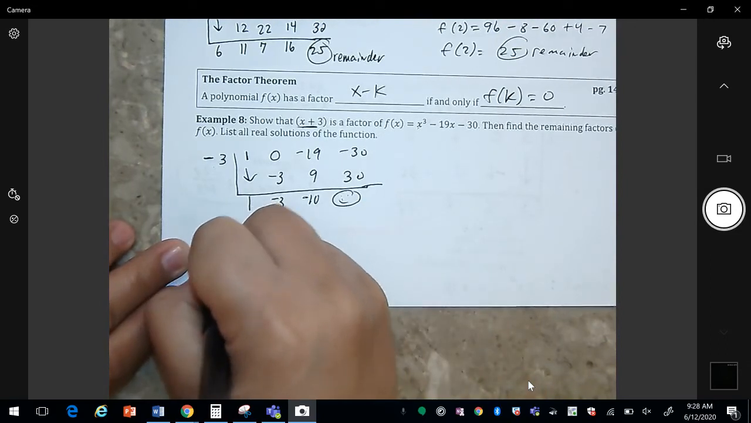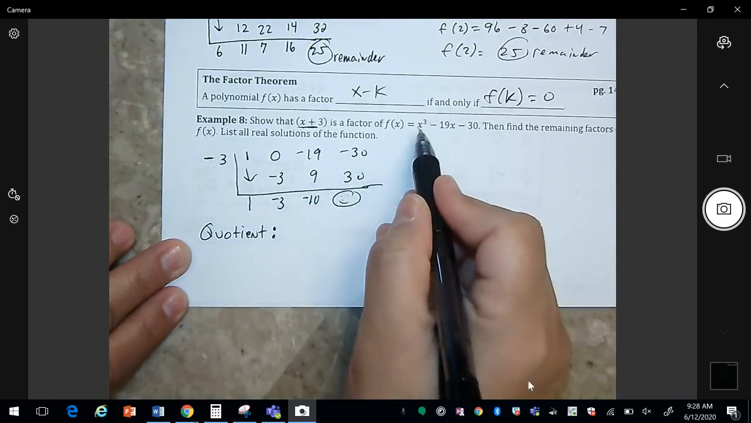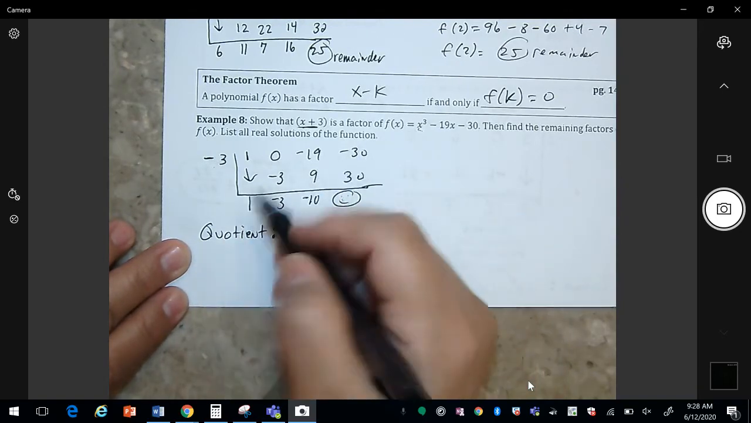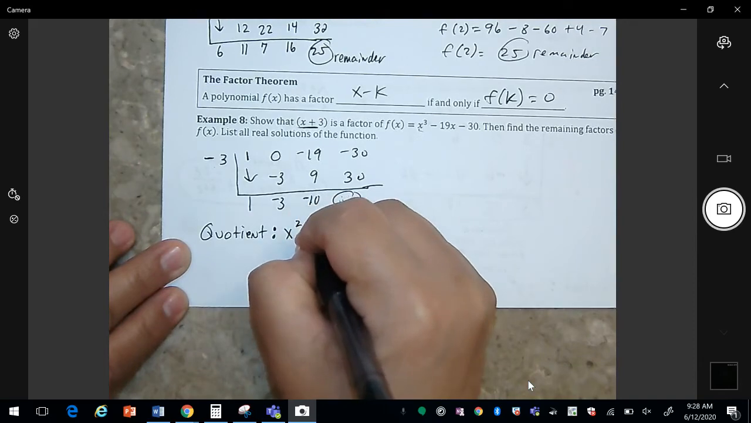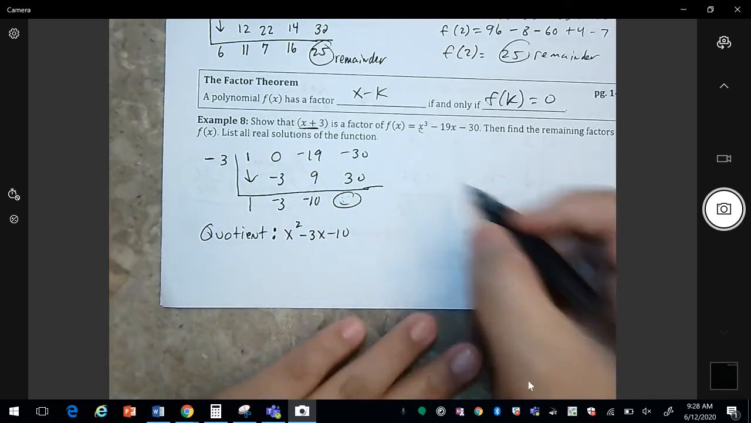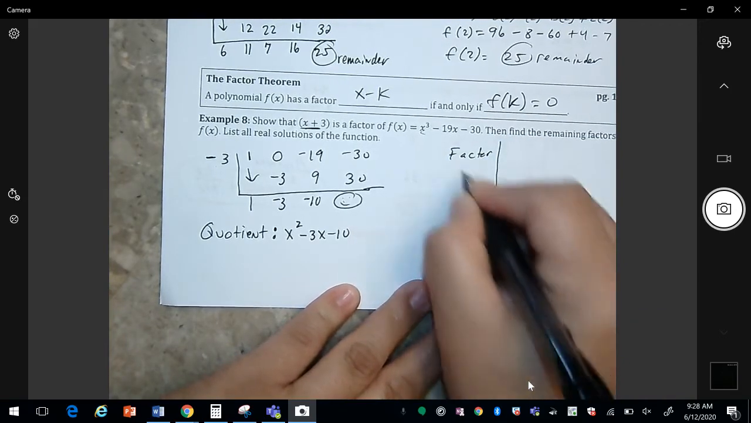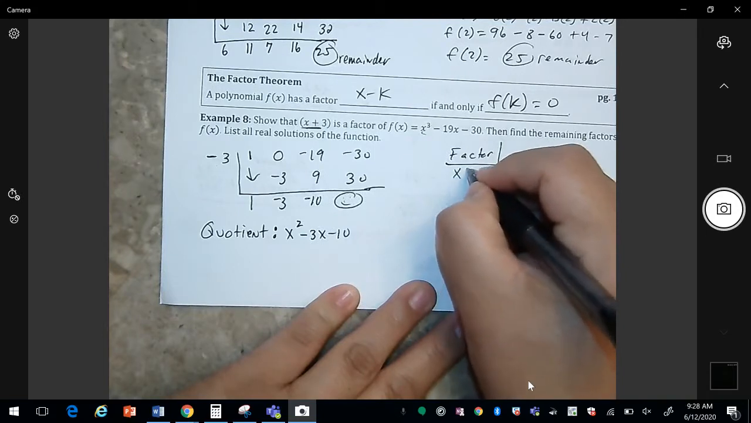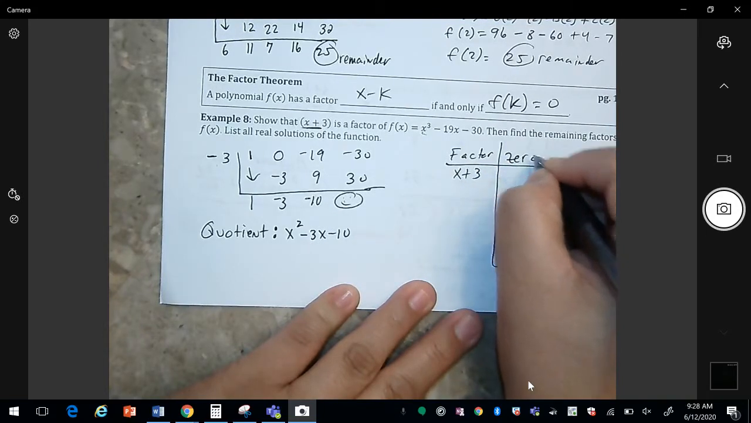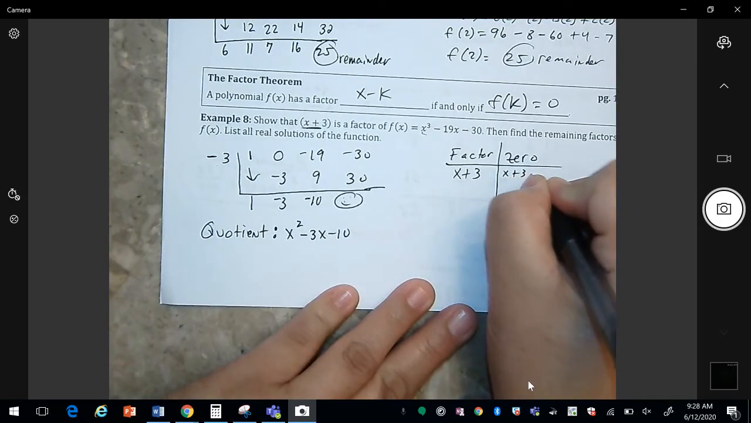So I can get my quotient. Remember, it's 1 less power, so if you started with x cubed, then we're going to start with x squared minus 3x minus 10. Since we got remainder of 0, then I know that x plus 3 is going to be a factor. And basically, -3 is a 0. So x plus 3 is equal to 0. If you solve for that, you get your -3.